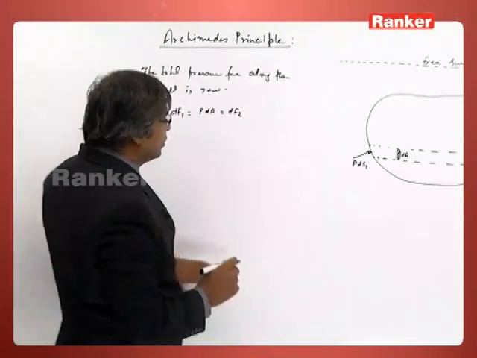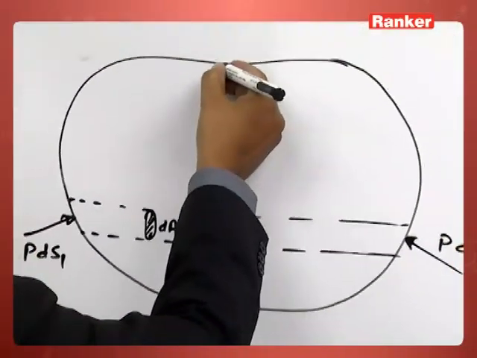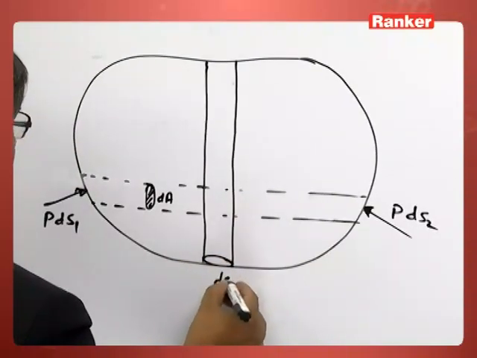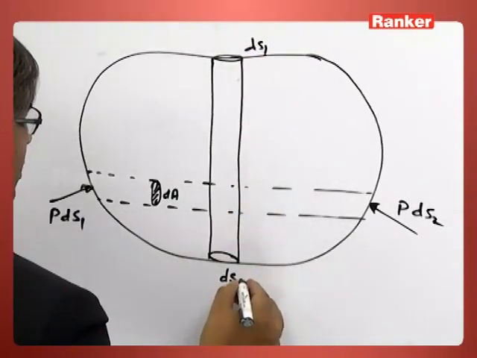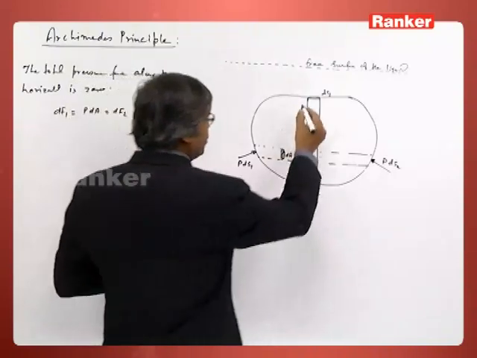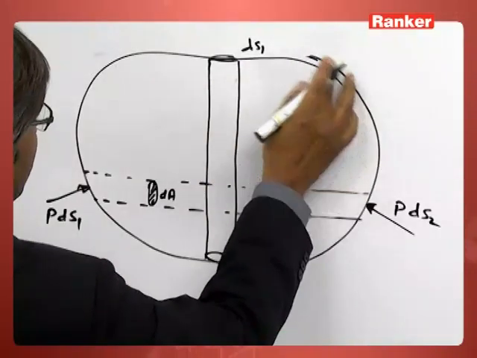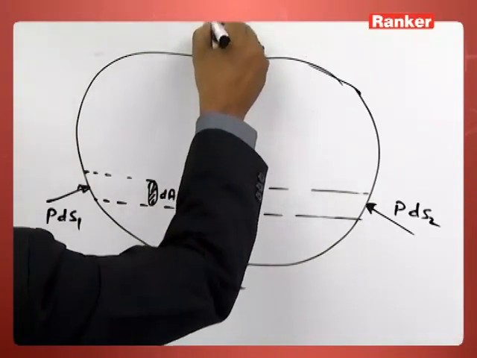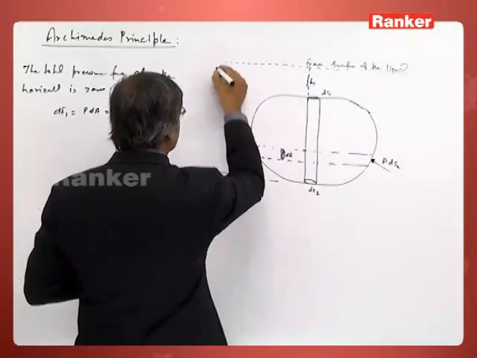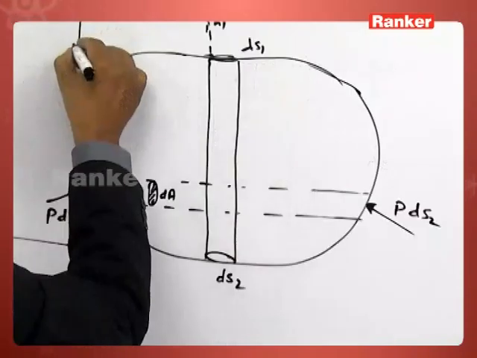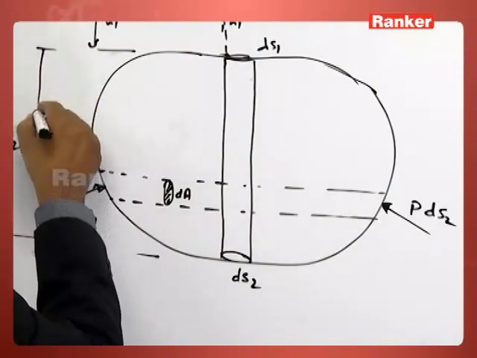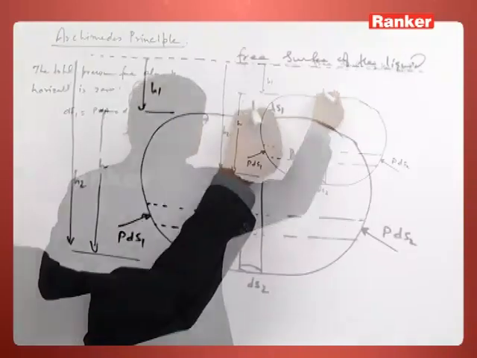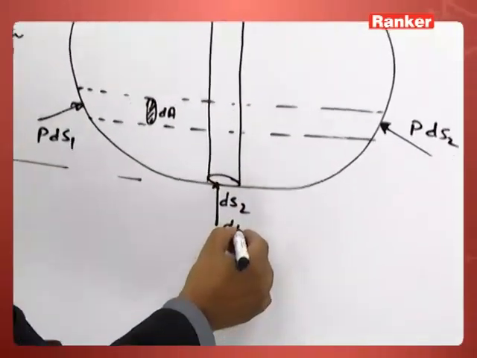Now we have to see what about the vertical force. Again I have taken a prismatic element, a cylindrical area here, and suppose this is ds, here ds1, and this is ds2. Suppose it may not be straight, it may be curved. Now this height is h1, and this is h2, the difference being h. So now we have to take this force as dF1 and this force as dF2.